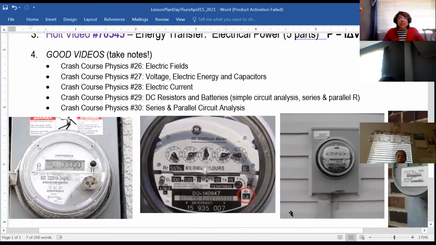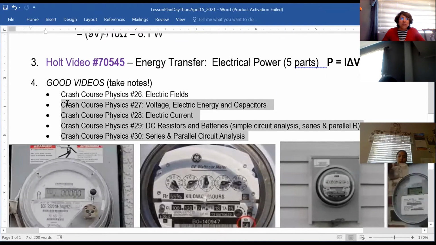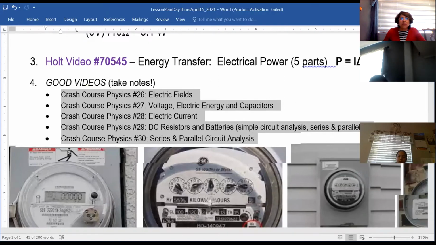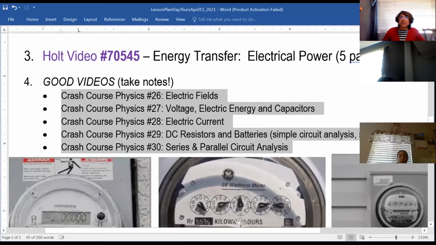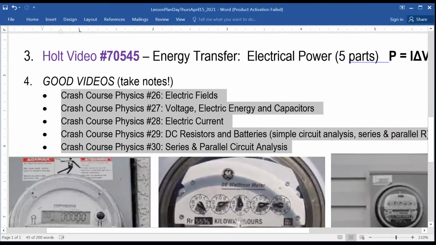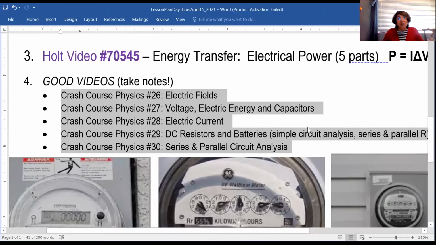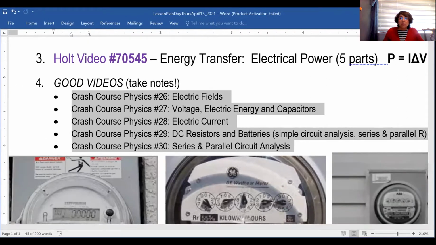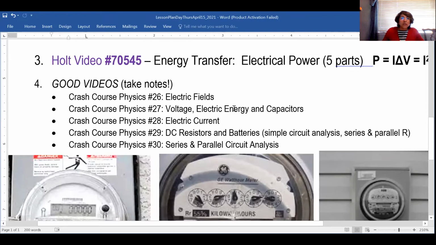Before we move on to the worksheet, I wanted to really stress how much I encourage, and I hope you guys will take notes on these particular videos. I think they do a really good job. And the graphics are really well done, explaining electric fields, which hopefully gives you a better understanding of what's happening in electricity, and then the voltage, electrical energy, and capacitors, which then gets you to electric current, particularly the analogy of electric current to the flow of water.